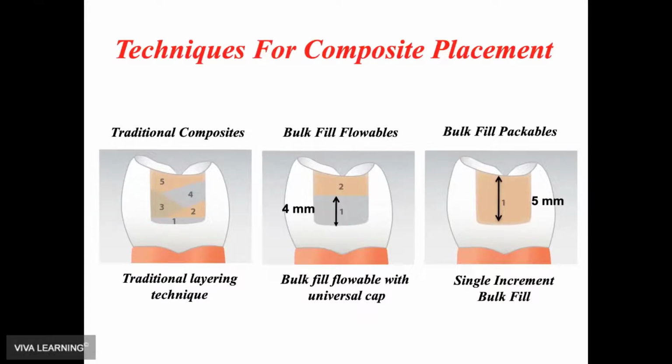But a GI or a resin modified glass ionomer certainly has all kinds of good benefits. So I would never shy away from doing that if I have that need. So having that in your armamentarium, in your bag of tricks, is always a great thing to have, for sure.